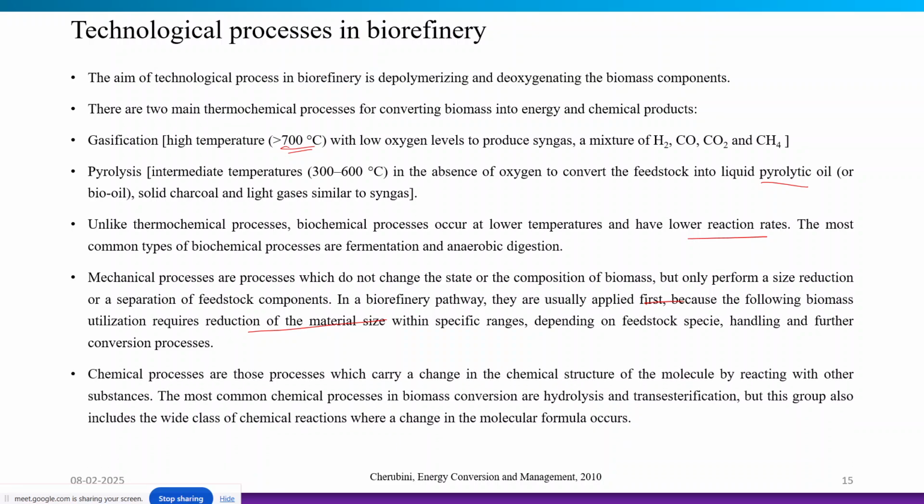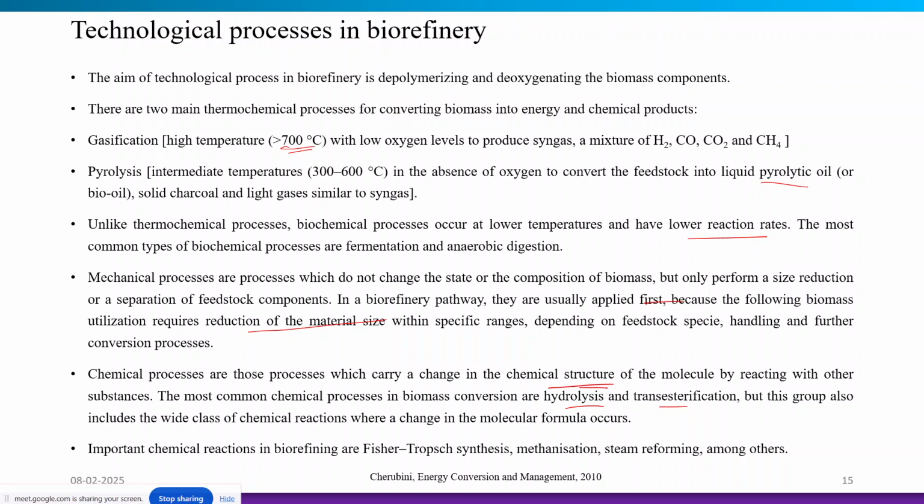Chemical processes are those processes which carry a change in the chemical structure of the molecule by reacting with other substances. The most common chemical processes in bioconversion are hydrolysis and transesterification, but this group also includes a wide class of chemical reactions where a change of the molecular formula occurs and a different chemical is produced. Important chemical reactions in the biorefinery are Fischer-Tropsch synthesis, methanization, steam reforming and others.